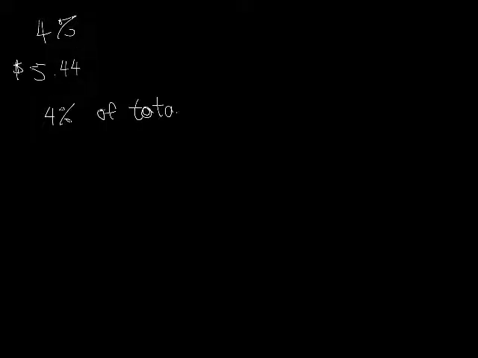In example 2, we're going to go a little bit backwards here, because they're telling us that the sales tax is 4% on this bike that we bought, and that when we bought the bike, we paid $5.44 in sales tax. And now what they're asking is, how much did you pay for the bike if you paid $5.44 in sales tax? So what we've got is 4% of the total price is $5.44.